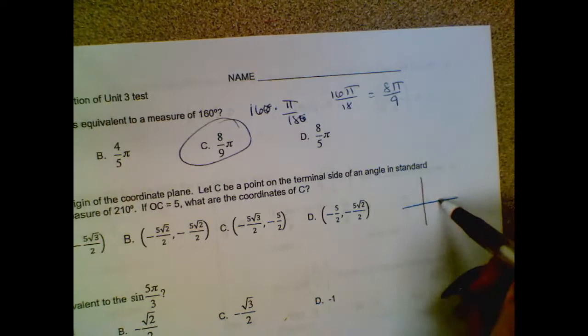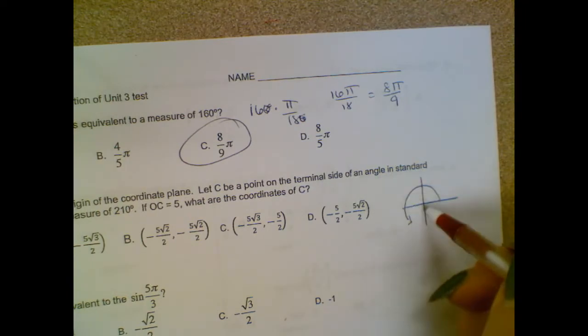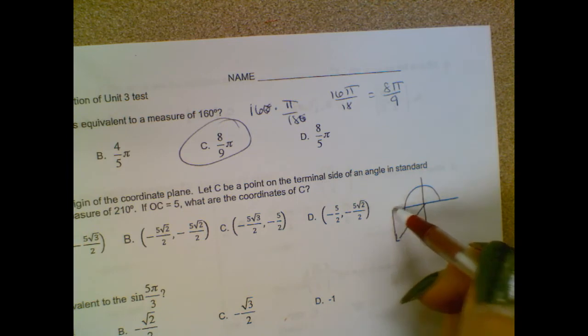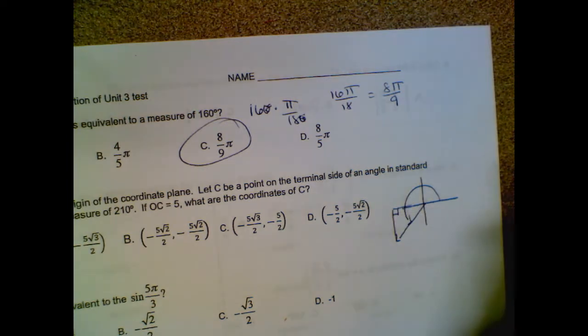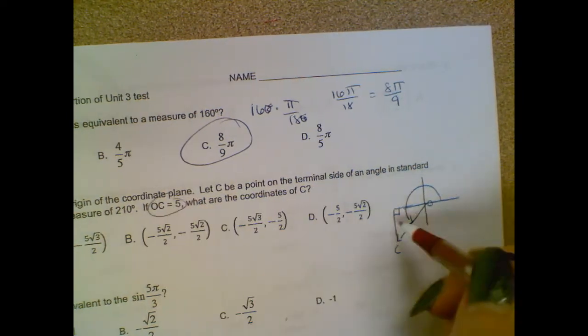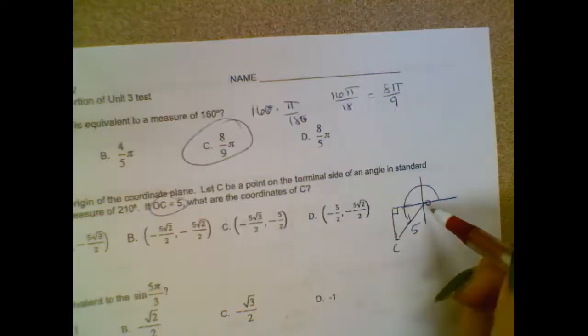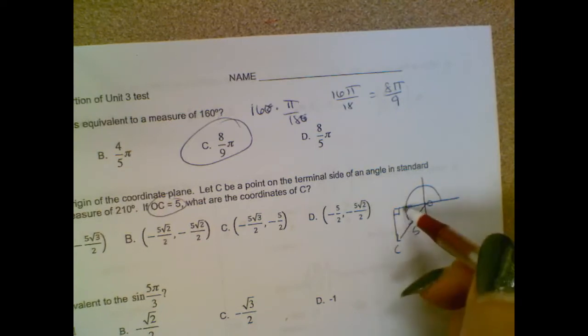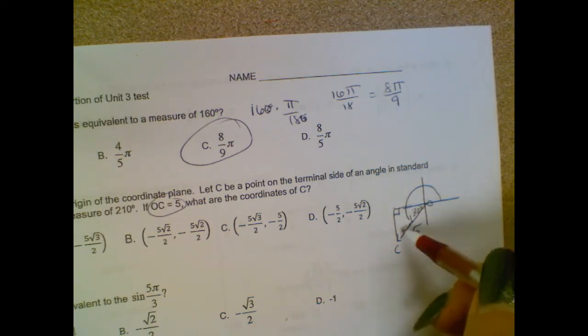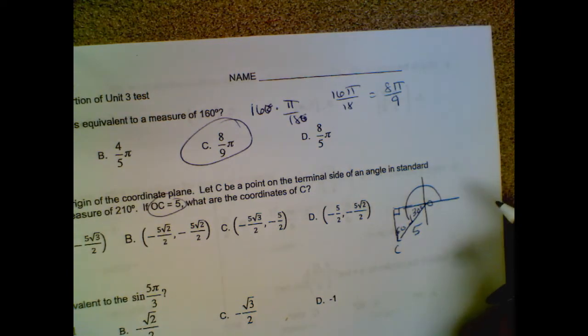Number 2, they want you to draw a 210-degree angle, which is about right here. Draw a terminal side, and you're going to draw a right triangle with a vertical side to the closest x-axis. Put in a 90. This is O. This is C, and it says let OC be 5. Since it went 210, this is 180. If you went 210, this reference angle is 30.